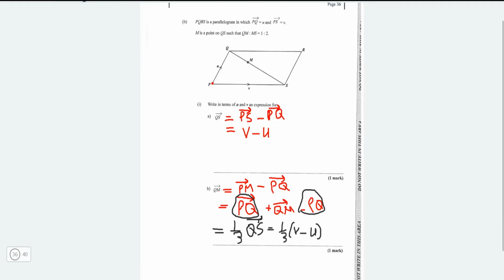Because this is QM, and all of this is QS. You can actually cut them up in 3 pieces. So QM is 1/3 of QS, and I already found QS. Nice.